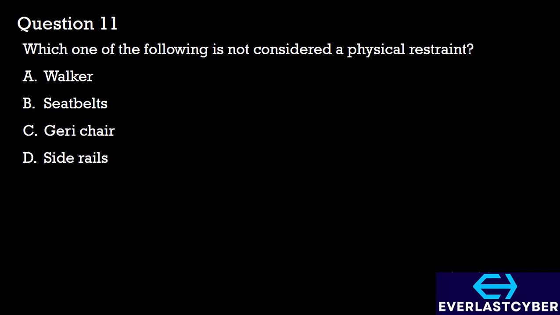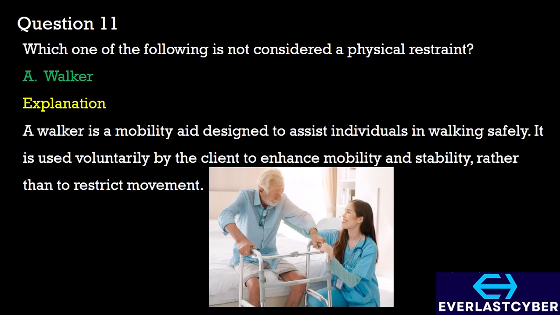A walker is not considered a physical restraint because it is a mobility aid designed to assist individuals in walking safely. Seat belts, on the other hand, when used in certain chairs or wheelchairs, can act as physical restraints by restricting a person's ability to get up independently. It is used to prevent movement, so it is considered a form of restraint.